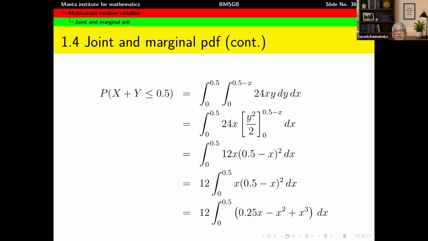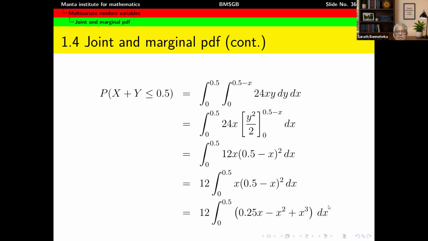So that's it. I'm integrating with respect to y first. This is the joint density function, integrating from 0 to 0.5 minus x first, and then integrating with respect to x from 0 to 0.5. When you are integrating with respect to y, this 24 times x will be considered as a fixed value, and then y squared divided by 2 will come, and once you put the limit in terms of x, everything here will be in terms of x like this. And then you integrate that with respect to x and then put the limits.